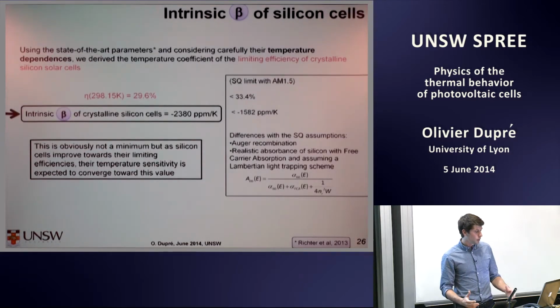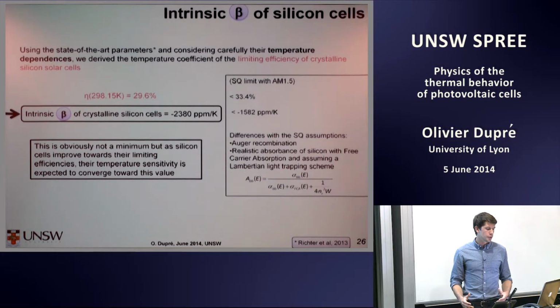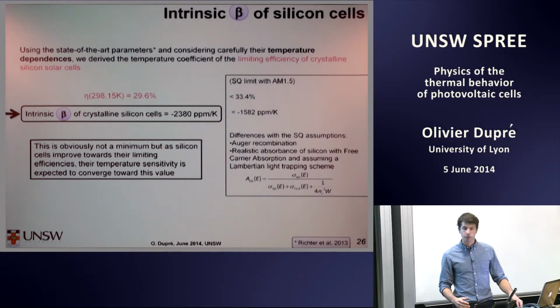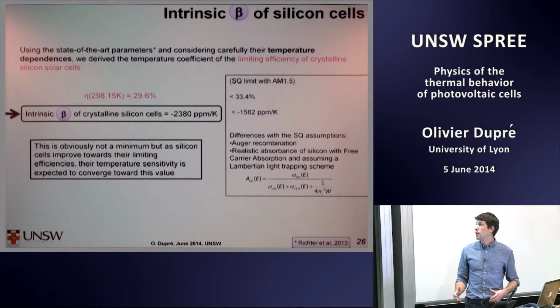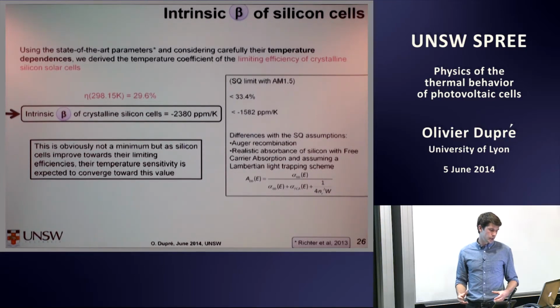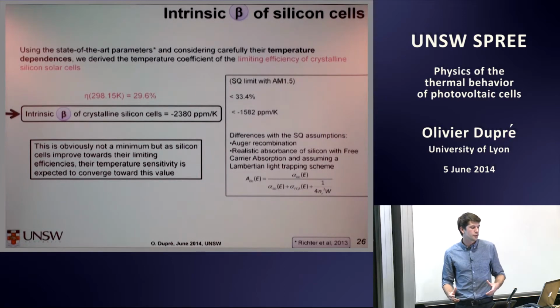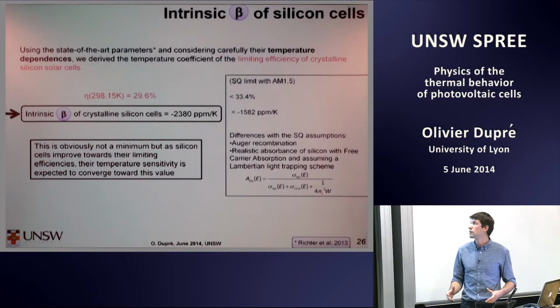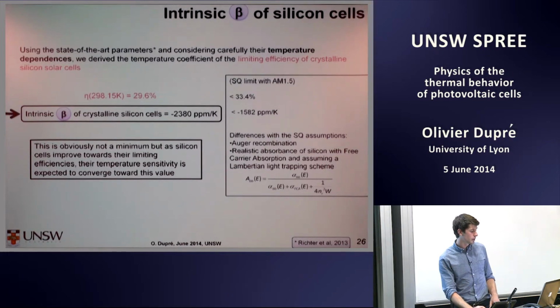So now we'll talk about the intrinsic temperature coefficient of silicon cells, because it's not enough to know the temperature variation of the band gap. There are also other processes that make the limiting efficiency of crystalline silicon cells different from the Shockley-Queisser limit. Those differences are written right there. One is Auger recombination, that is an intrinsic process that we cannot get rid of.